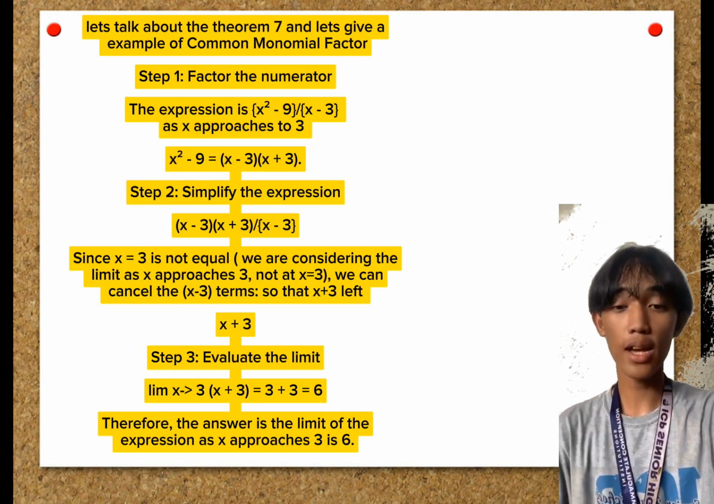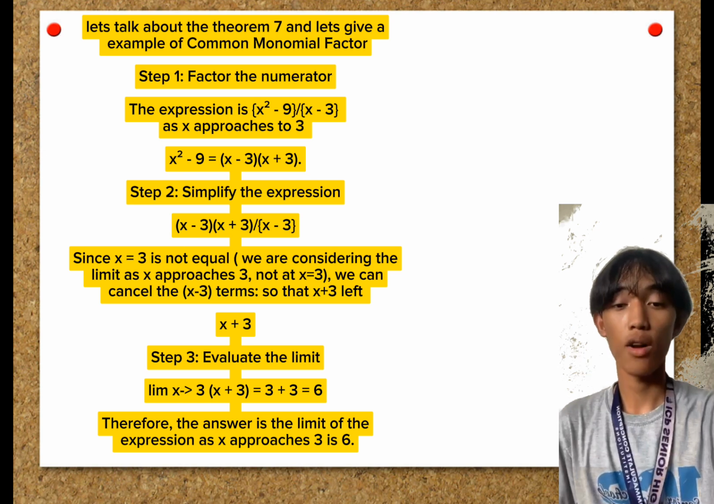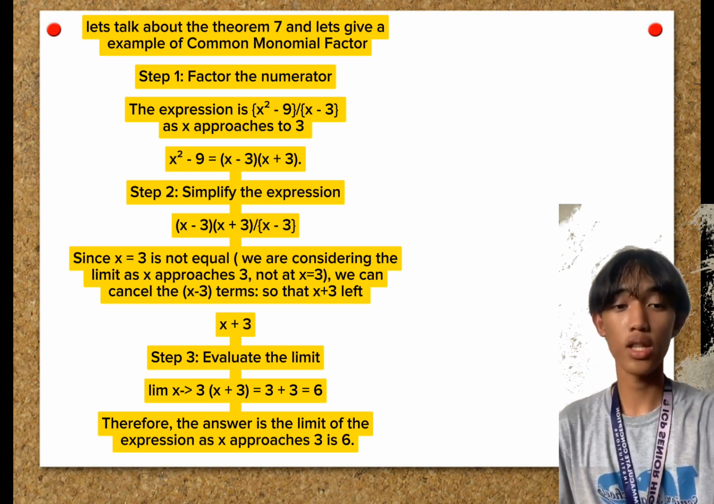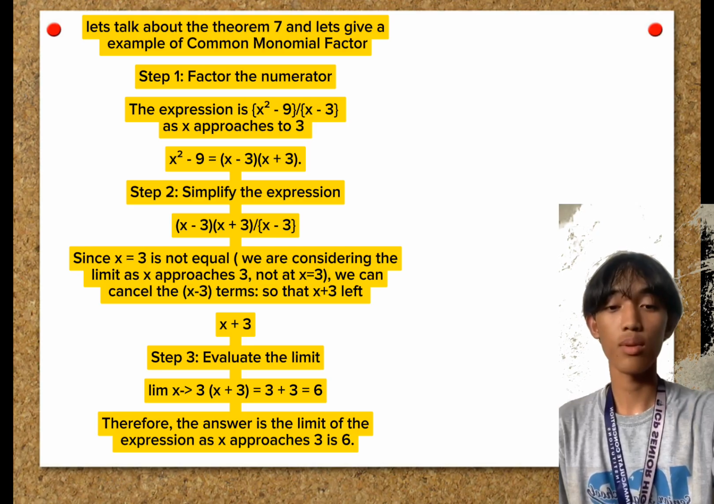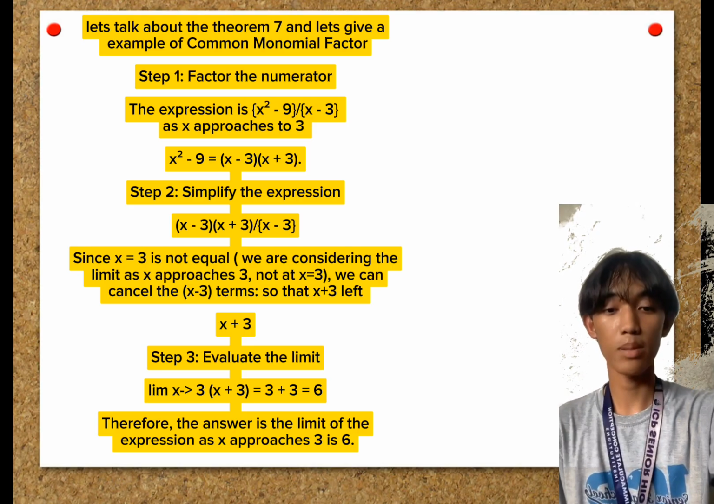The expression is x squared minus 9 over x minus 3. Notice that the numerator is a difference of squares. x squared minus 9 equals (x minus 3) times (x plus 3).